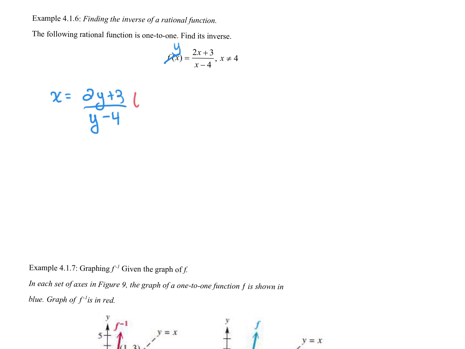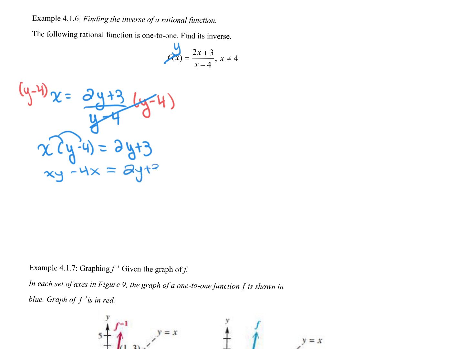So to get rid of this fraction, I'm going to multiply both sides by y minus 4. And if I do it on one side, I'm going to do it on the other. These are going to cancel off. So now I have x times the (y minus 4) that I multiplied over equals 2y plus 3. I'm going to distribute in the x. So I get xy minus 4x equals 2y plus 3.